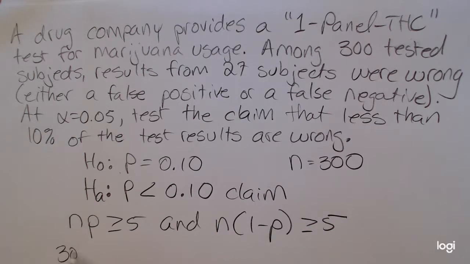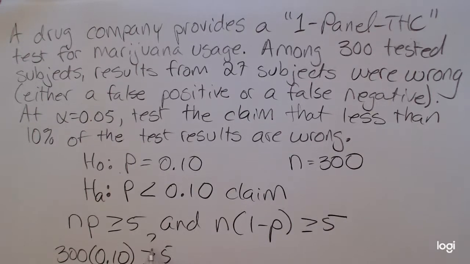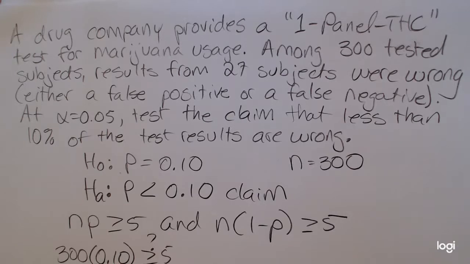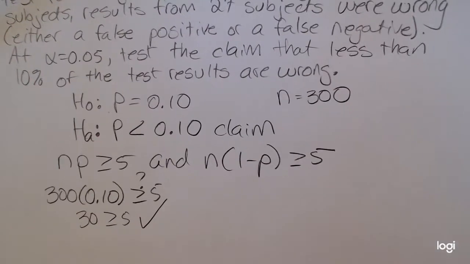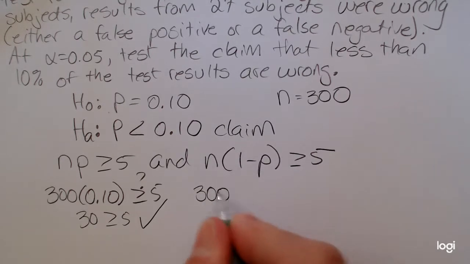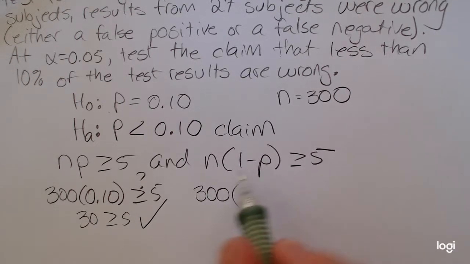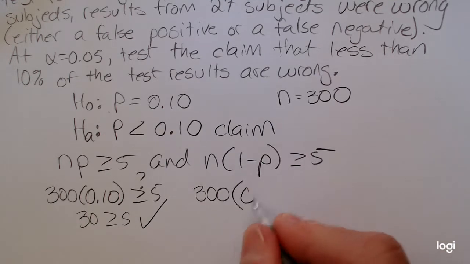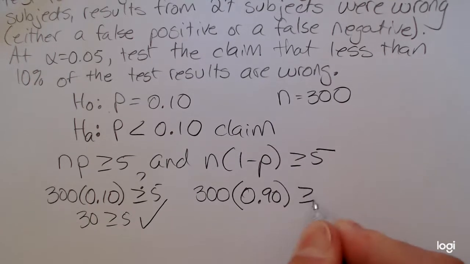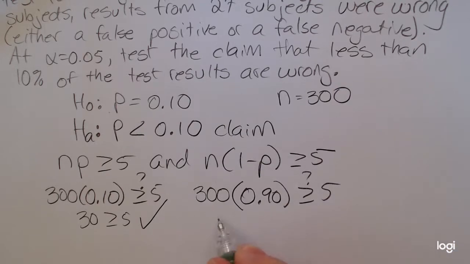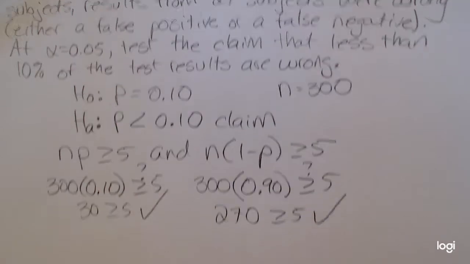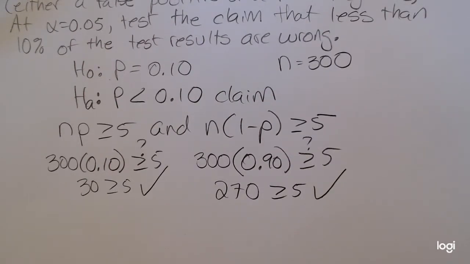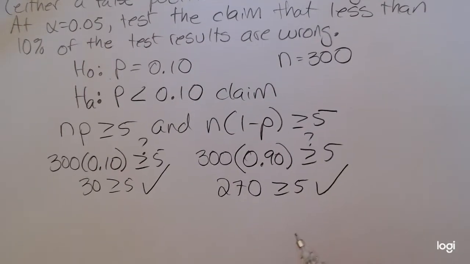So is 300 times 0.10 at least 5? Well, yes, 30 is at least 5, so that product checks. And is 300 times 1 minus p, if p is 0.1, then 1 minus p would be 0.9. Is that at least 5? Well, this product is 270. Yes, that's at least 5. So our standardized test statistic will follow the standard normal distribution.